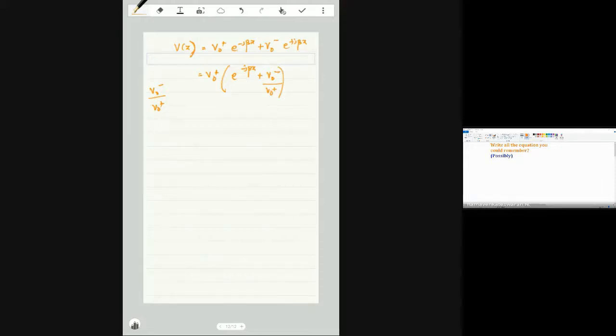No, this bracket is closed here. This is e power plus j beta z. So I can write this voltage with respect to the reflection coefficient as V naught plus e power minus j beta z plus gamma times e power plus j beta z. Okay. So similarly, I can write the current I of z as V naught plus by Z naught e power minus j beta z minus gamma e power plus j beta z.